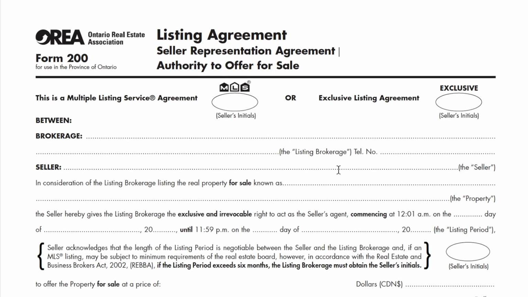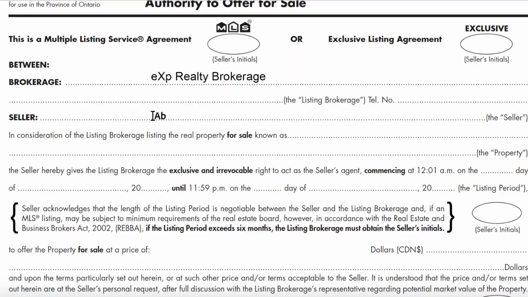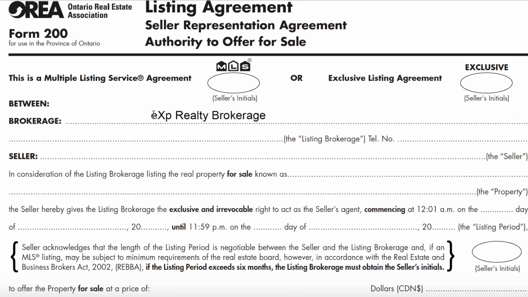Offering a property for sale, we're going to cover the OREA Form 200, the listing agreement, or seller representation agreement. We'll cover how to fill it out, the pre-printed clauses, where the seller or sellers sign, as well as us as salespeople to bind the brokerage. We'll start at the top so we can understand this form so we can simply explain it to our seller clients.